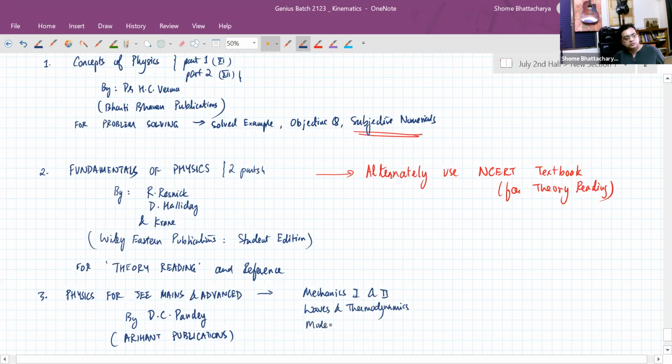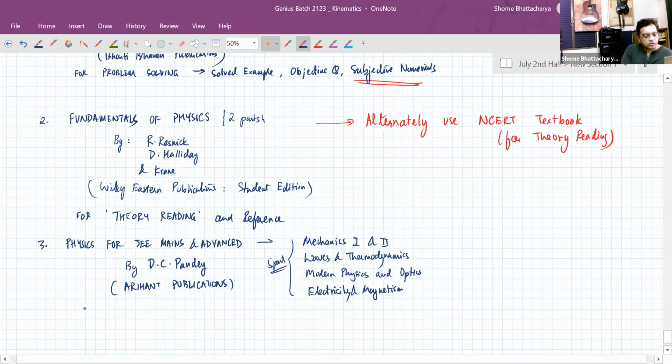And there is Modern Physics and Optics. So it's a 5-part series actually. For the moment, you can just get hold of Mechanics 1 and 2, which will be running at least for the next 4 to 5 months before we come to any other part. But you can also get hold of all 5 parts. So this third book is what I'm recommending for your additional numerical problem solving, especially for the JEE Advanced pattern. So this should be more than enough.